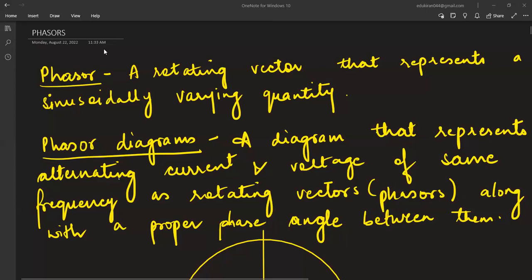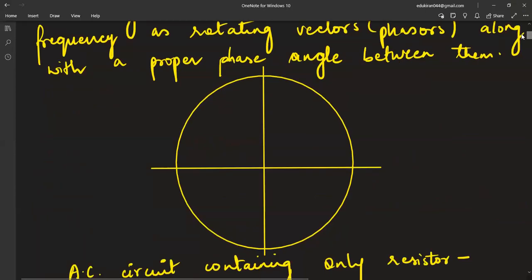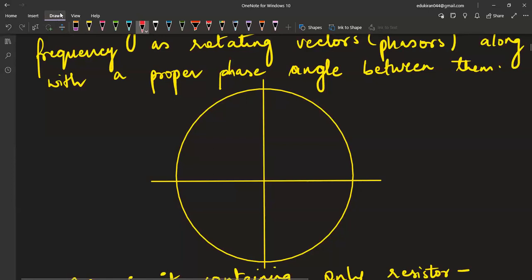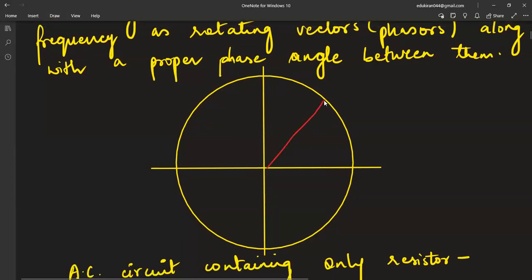Okay, yes, class. So phasor is a rotating vector that represents a sinusoidally varying quantity. Now you have phasor diagrams as well, that is in a rotating frame, like the form of a pie chart. You have to represent current and voltage. See, this will be clear. This is a phasor. Suppose if I give you the value of EMF. This is the value of EMF. All right.